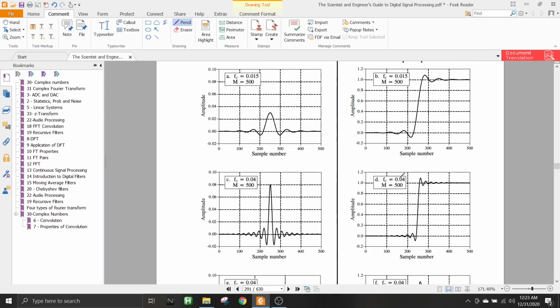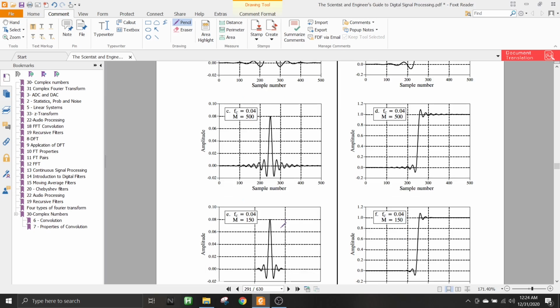Notice that if you change FC, that means the cutoff frequency, while keeping M constant at 500, with FC changed from 0.015 to 0.04, so it increased a bit, notice what happens in the corresponding step response. The ripples increase. Here the ripples were a bit wider, and here the ripples are of higher frequency, narrower and present more compactly. And here you'll see that the peak increases. The middle peak amplitude increases when you increase the cutoff frequency.